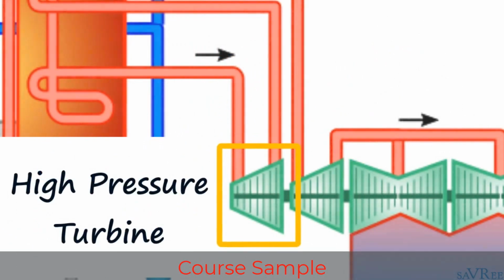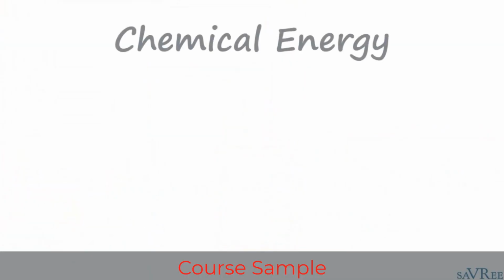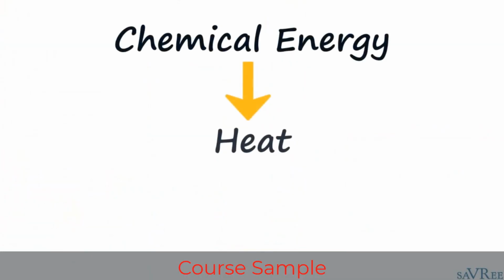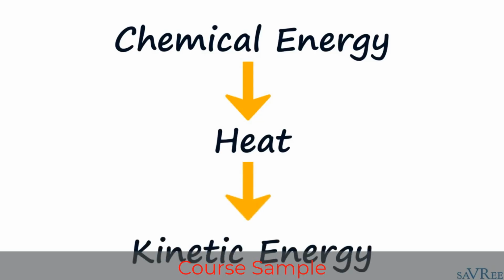So we've taken the chemical energy of the fuel, turned it into heat, we've heated up the water, we've created high pressure steam, we've fed it to a turbine, and now we are converting that heat energy or heat into mechanical movement or kinetic energy.